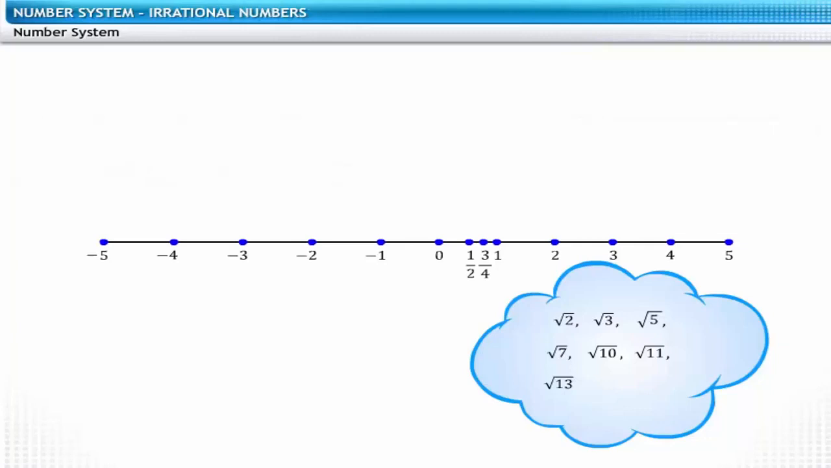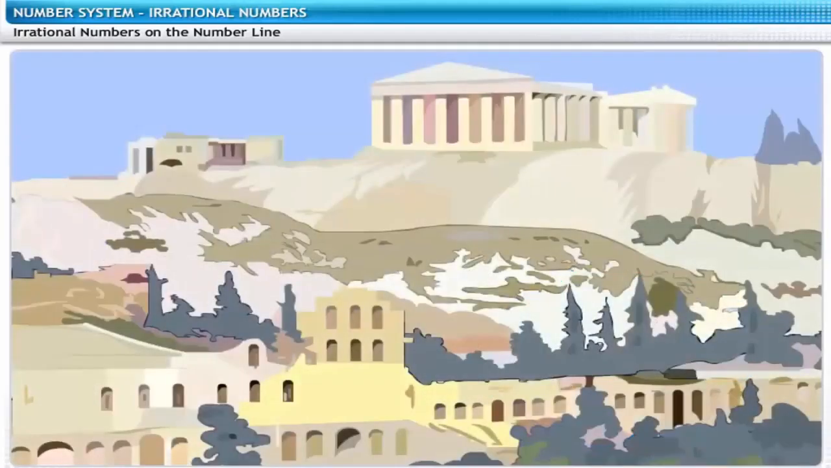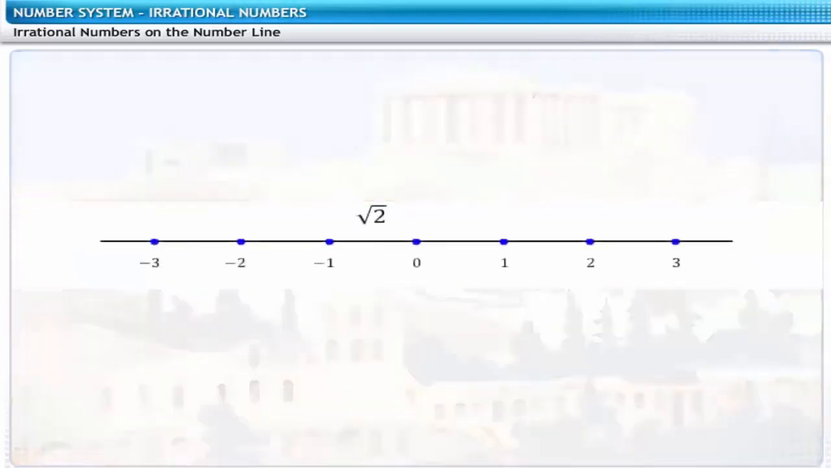Next, let's see where these numbers can be placed on the number line. We'll begin with the representation of square root 2 on the number line. The method that we are about to discuss was discovered by the Greeks. Let's see how they represented these numbers on the number line.